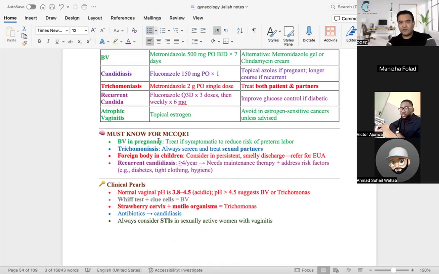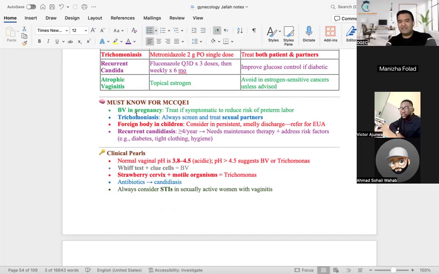Atrophic vaginitis, we know, we give topical estrogen. Bacterial vaginosis in pregnancy: remember, during pregnancy, if the mom is asymptomatic or symptomatic, it doesn't matter. Regardless of the symptoms, you have to treat the patient to reduce the risk of preterm labor. Usually, for bacterial vaginosis, if the patient is symptomatic, treat, but for pregnancy, I have to change this: treatment is regardless of the symptoms, whether symptomatic or asymptomatic.